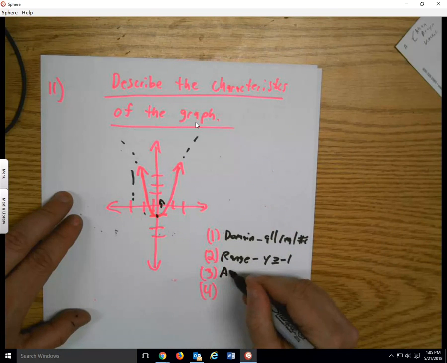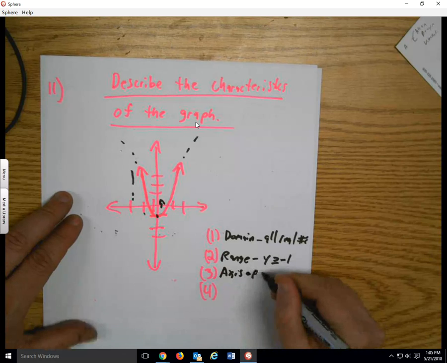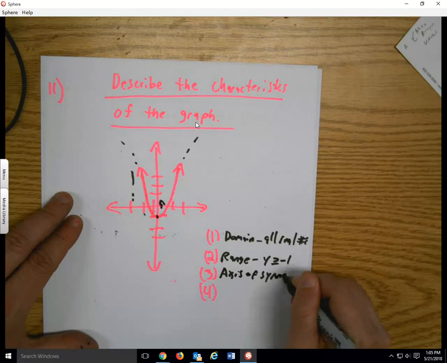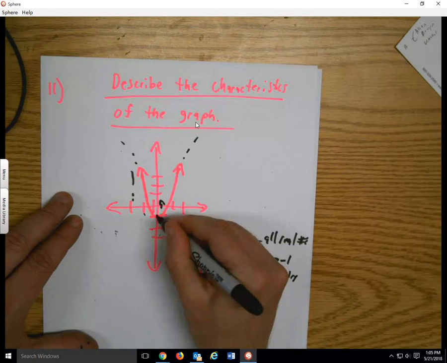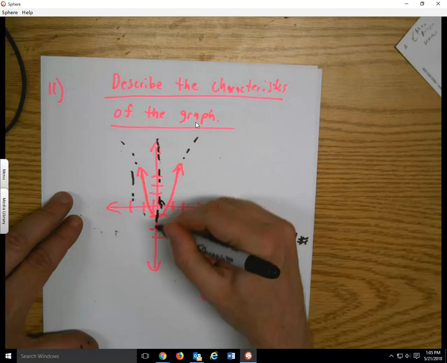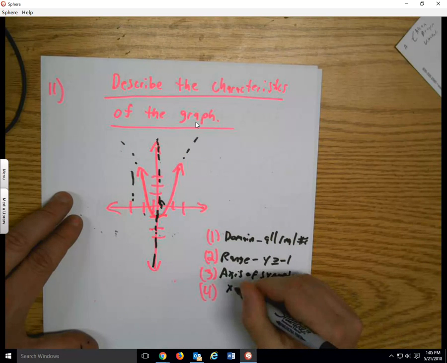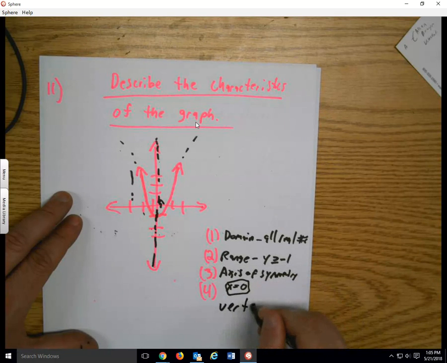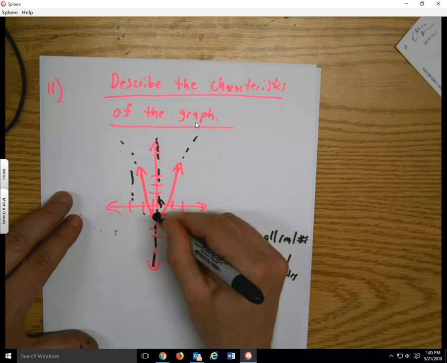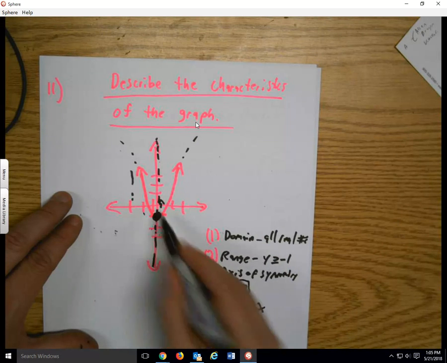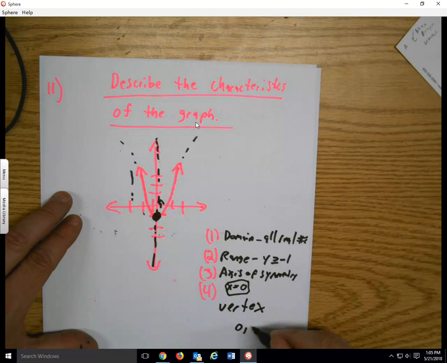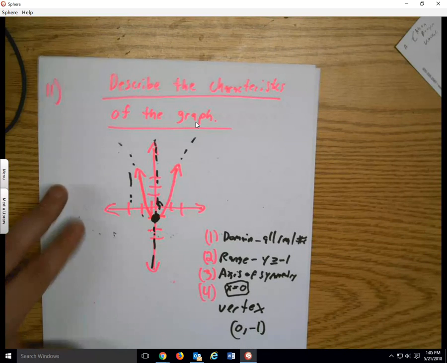The axis of symmetry looks like if you were to divide this in half, it's splitting down the middle, it'd be x equals 0. And the last thing is the vertex. Vertex is the lowest minimum point. It looks like x is 0, and y goes down 1. The vertex is going to have the same x value as the axis of symmetry, by the way.